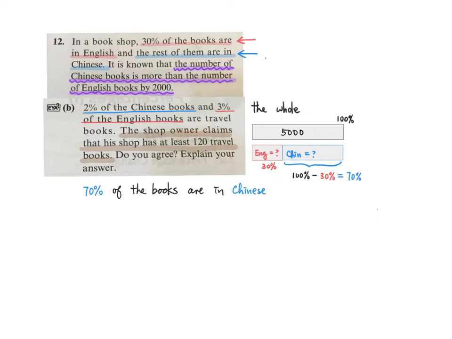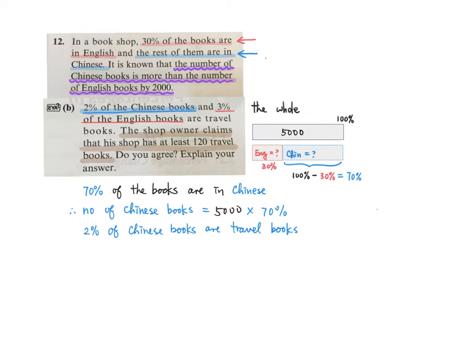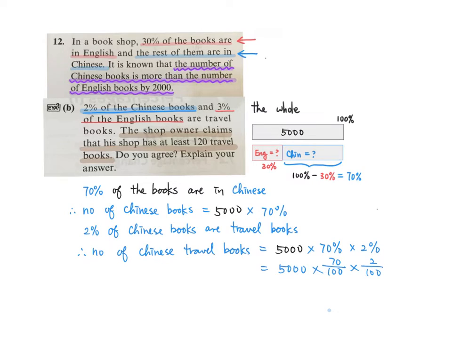As we have 70% of the books in Chinese, the number of Chinese books would be equal to 5,000 times 70%. And amongst these Chinese books, 2% of them are travel books. So the number of Chinese travel books would then be 5,000 times 70% times 2%. And that would be 70.